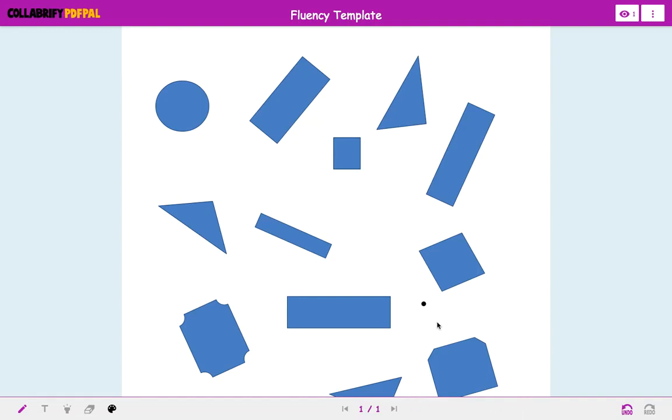Let's look at the very last shape here we're going to look at. Is this a rectangle? It is not a rectangle. This is a rectangle. All rectangles have 4 sides. 1, 2, 3, 4. All rectangles have 4 corners. 1, 2, 3, 4. All rectangles have straight lines. 1, 2, 3, 4. Great job today, kindergartners.